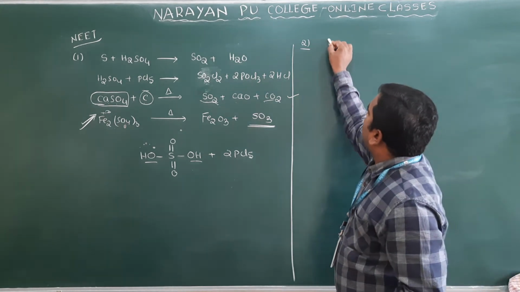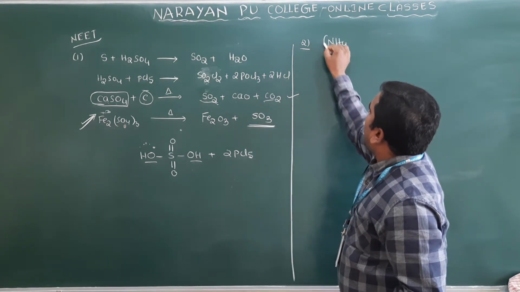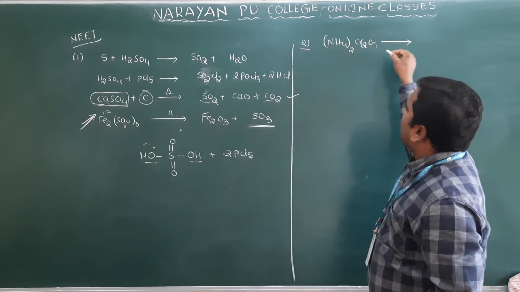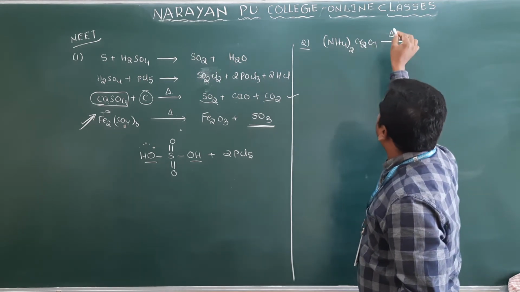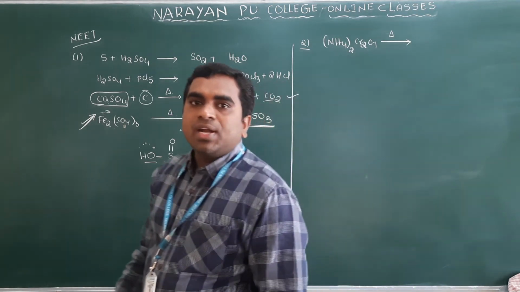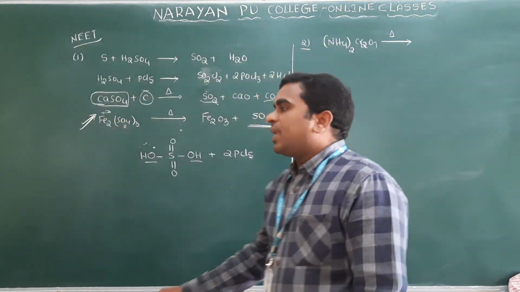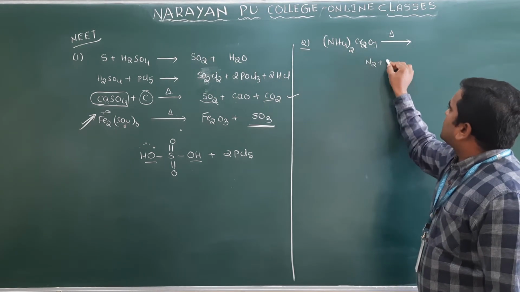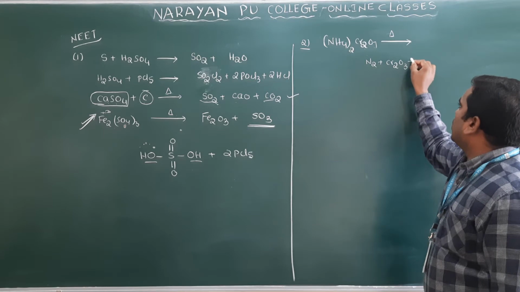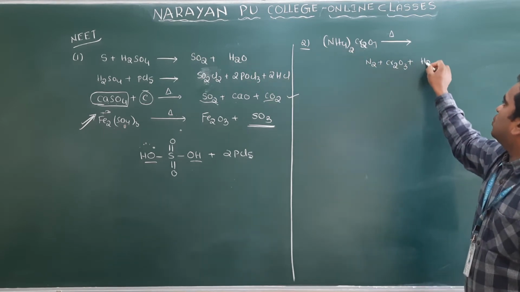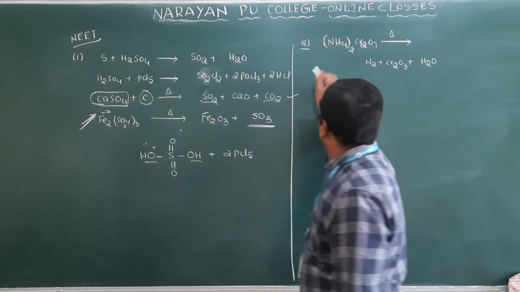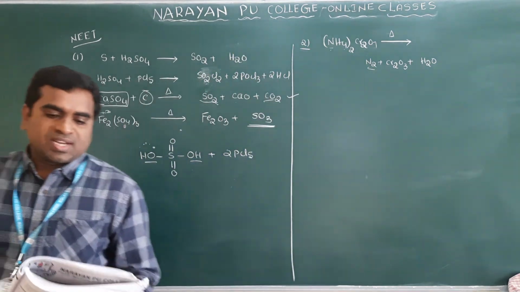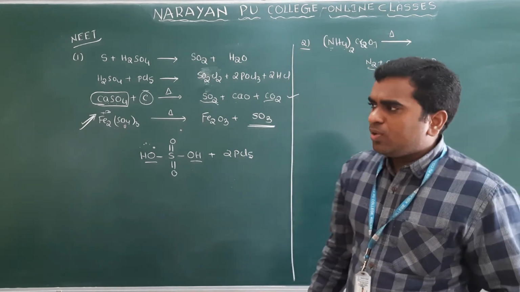First one is ammonium dichromate. We have clearly mentioned, on decomposition of ammonium dichromate you will get nitrogen, N2, plus Cr2O3 plus H2O. This is balanced, as we have discussed. Because ammonia is there, it will give nitrogen gas. The remaining all give oxygen.